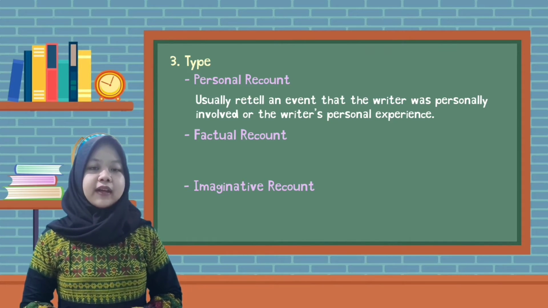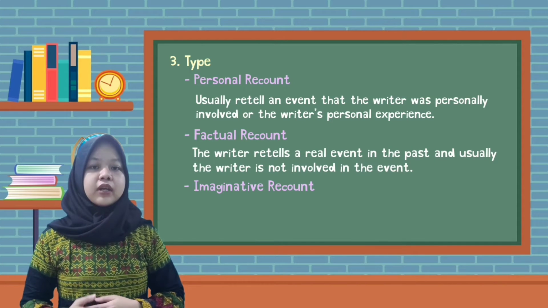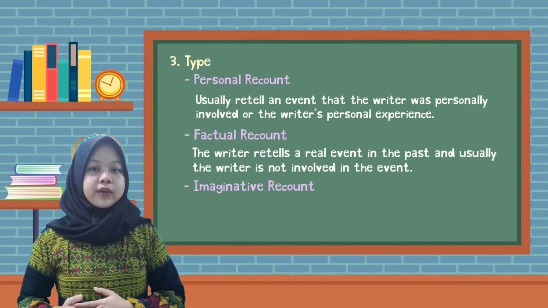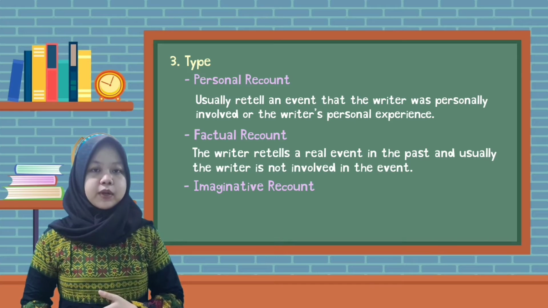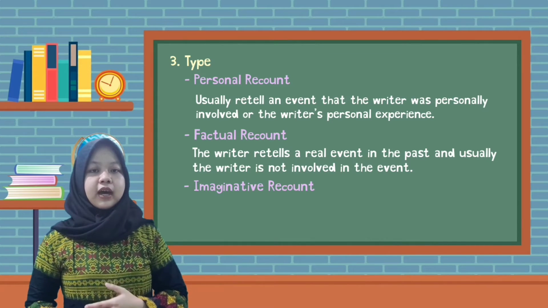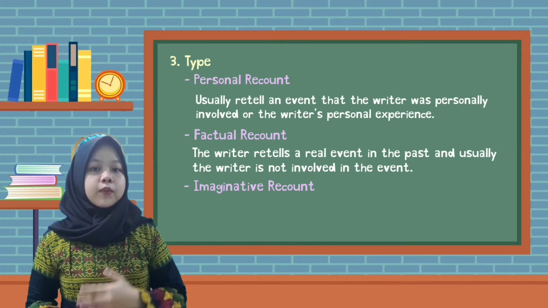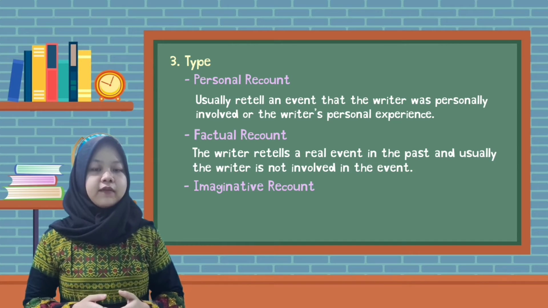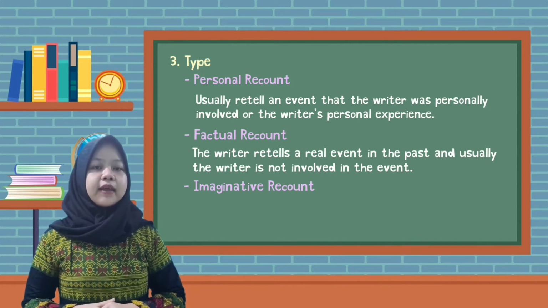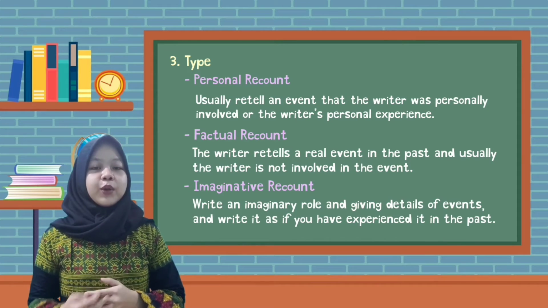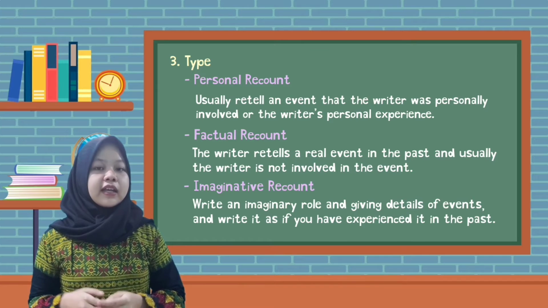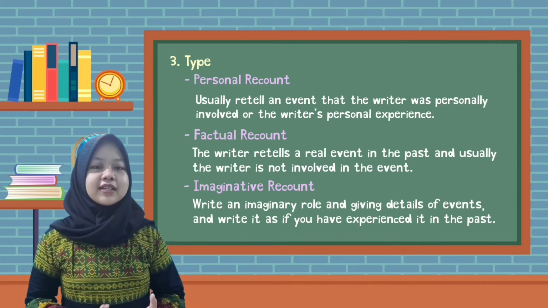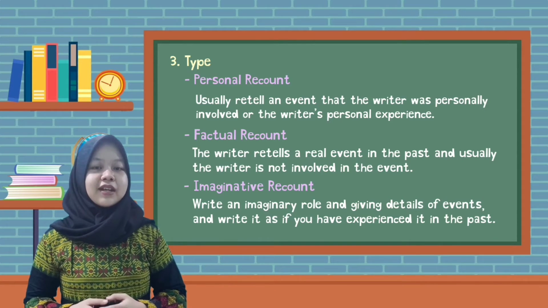The second is factual recount. Factual recount is about a factual event in the past. Earlier, personal recount is the writer's personal experience. Now, in factual recount, the writer retells a real event in the past, but usually the writer is not involved in the event. And the third is imaginative recount. Well, when you write an imaginary role and give the details of an event, and you write as if you have experienced it in the past, it is called imaginative recount.